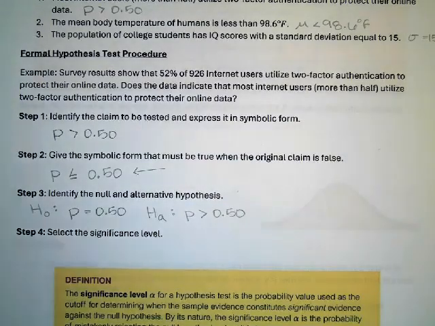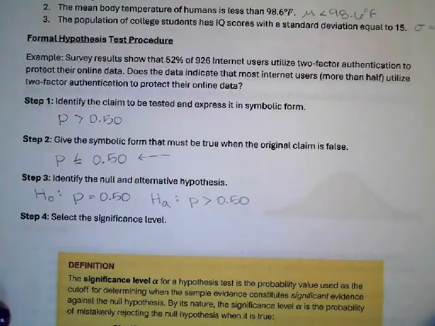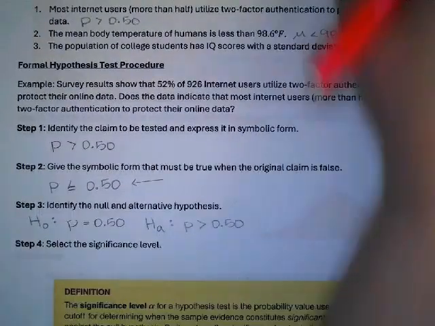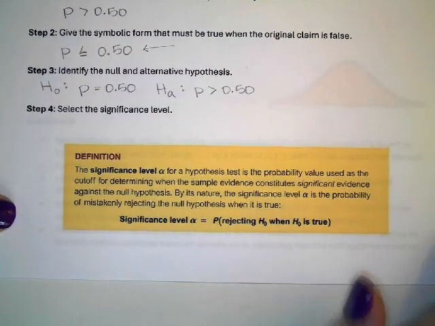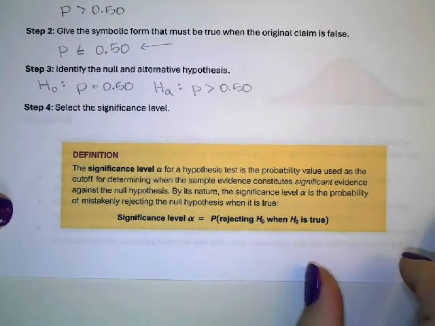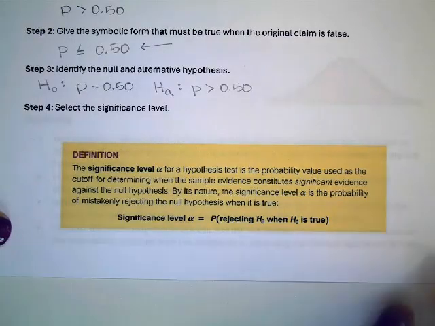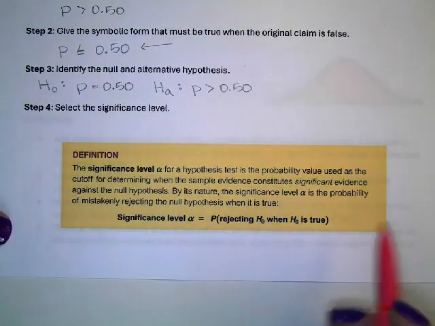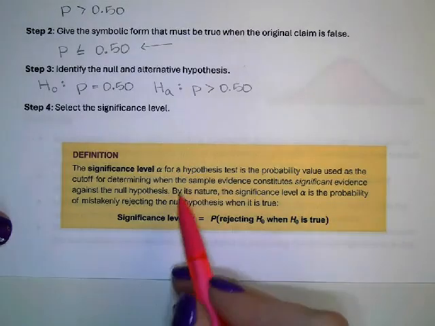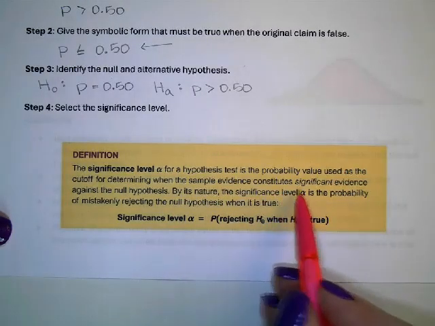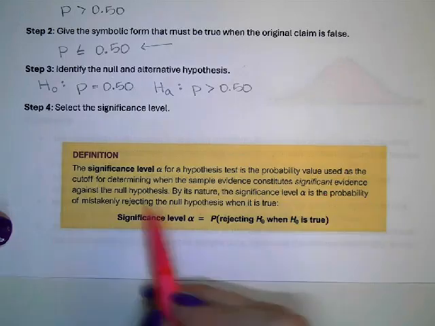All right, next step is to select the significance level. So the significance level alpha, this is not new to us, we've worked with this before, but the significance level for a hypothesis test is the probability value used as the cutoff for determining when the sample evidence constitutes significant evidence against the null hypothesis.